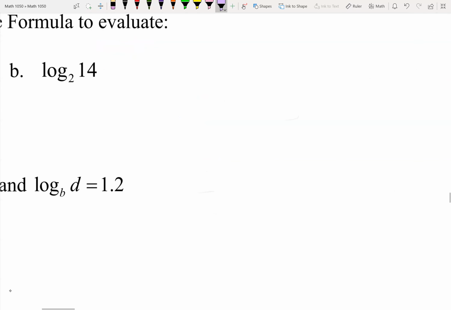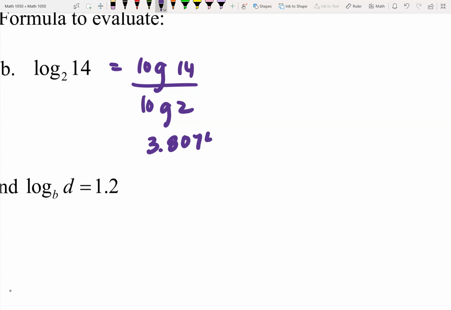Okay, this guy right here. What one goes on top, guys? Is it log 14 or log 12 or log 2? It's log 14 divided by log 2. Everybody go log 14, close it off, divided by log 2, close it off, and you get 3.8074, four digits.